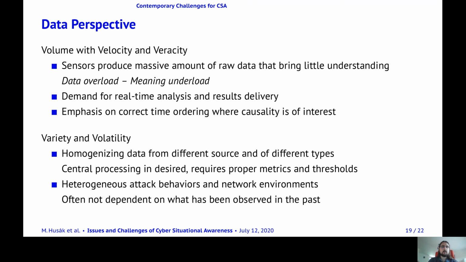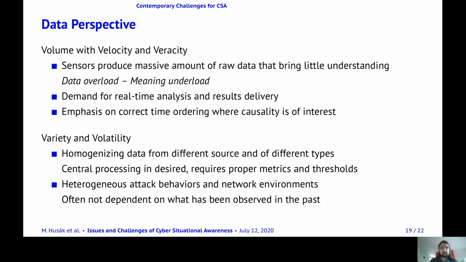In the data perspective, we first tackled volume with velocity and veracity. The problem is that sensors produce massive amounts of raw data, but bring little understanding of what is going on. Briefly, data overload, meaning underload, which creates a demand for real-time analysis and real-time result delivery, which brings another problem because we are interested in the causality of events, which places an emphasis on correct timing and correct ordering of events, especially in cyber environment when 1 millisecond can make a huge difference.